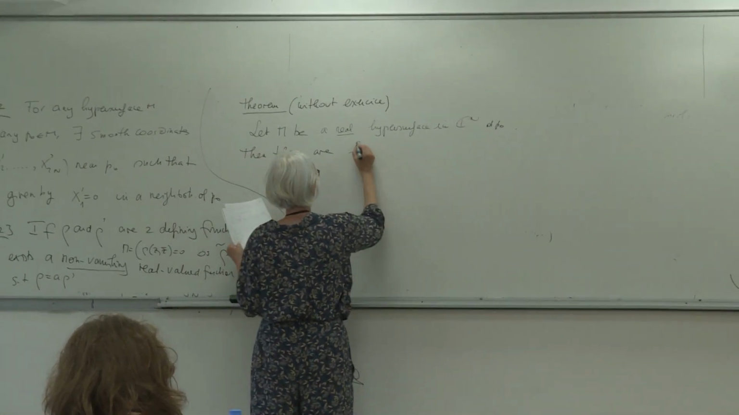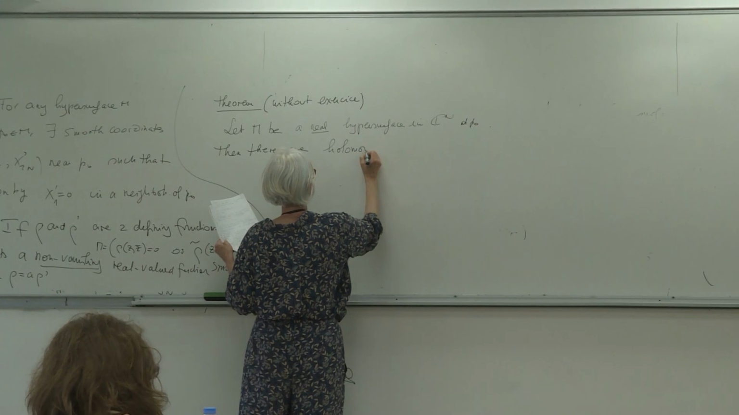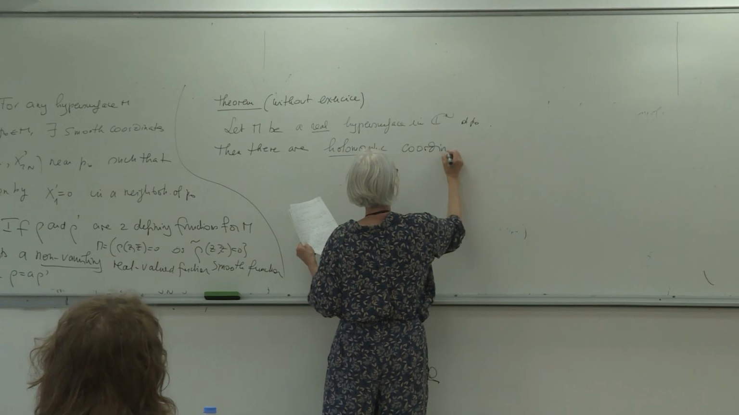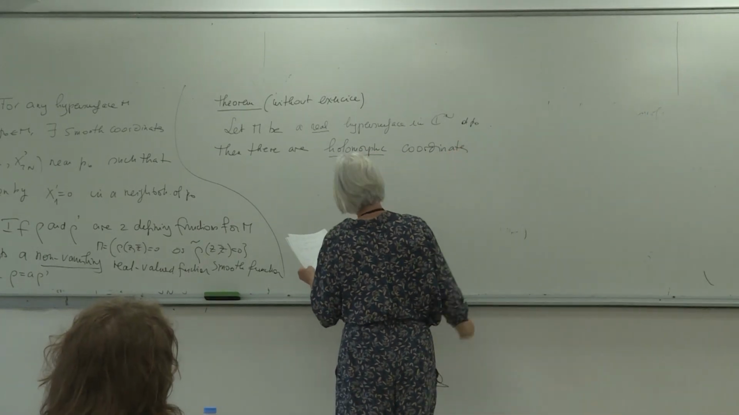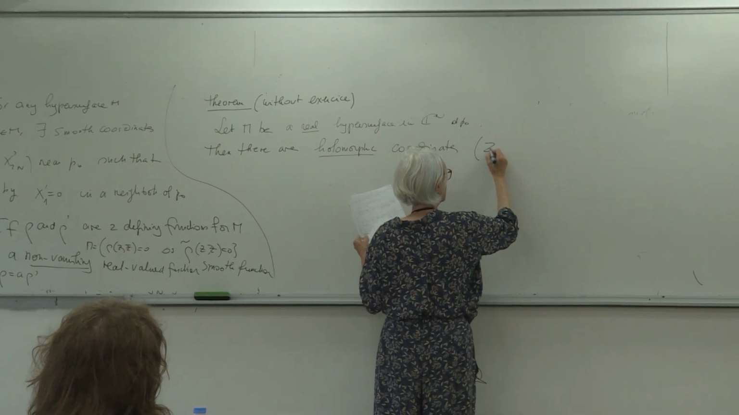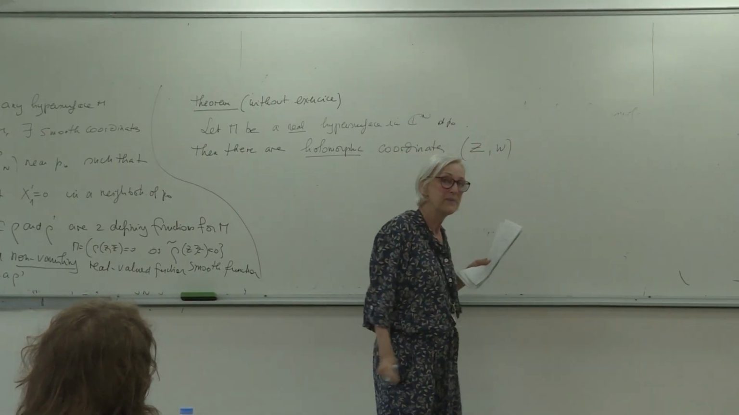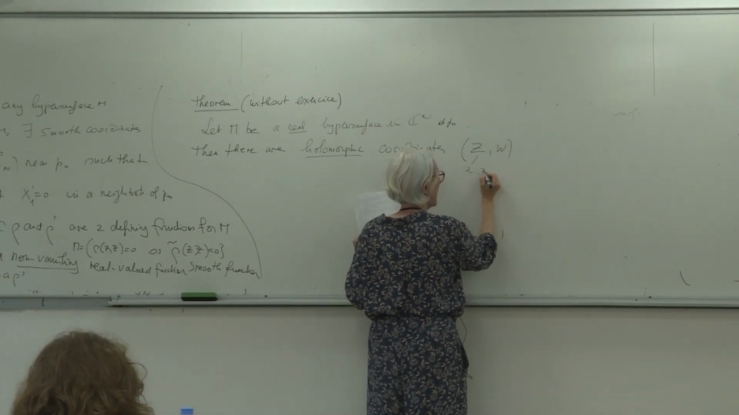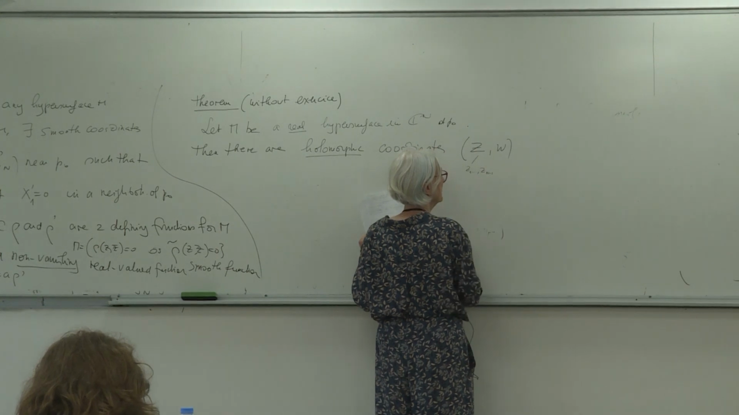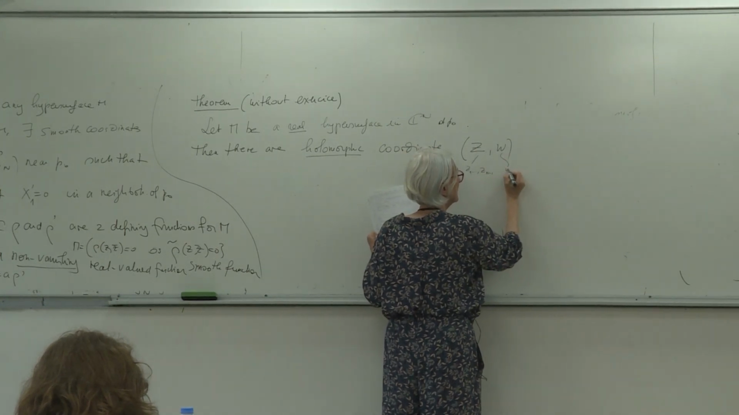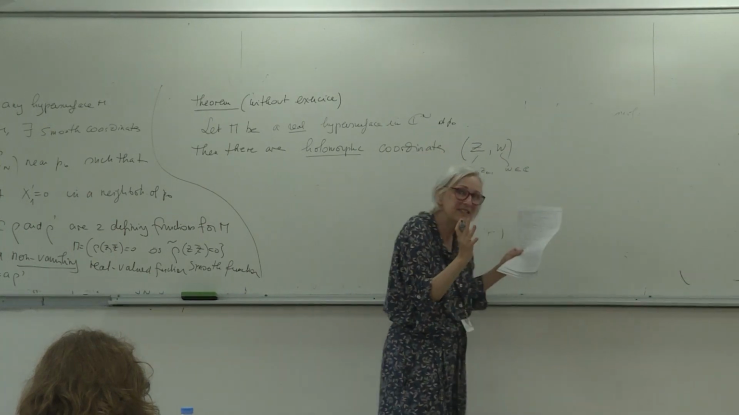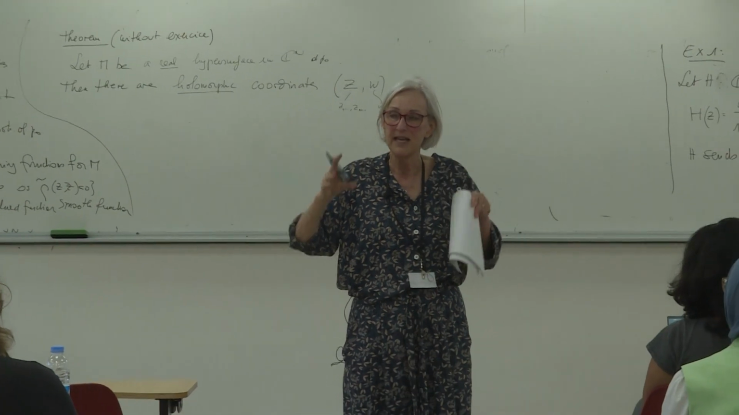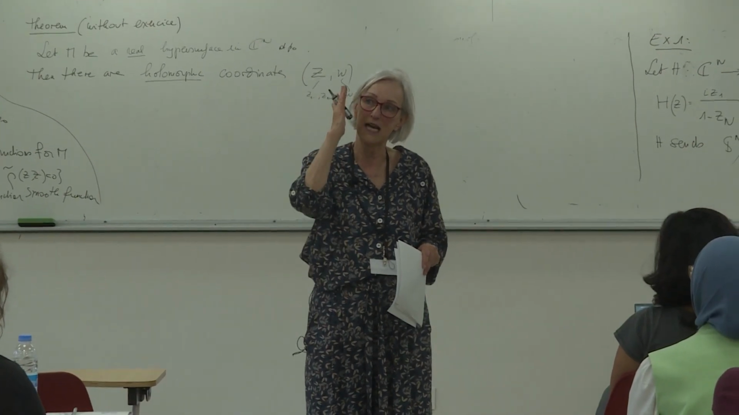So then there are holomorphic coordinates called Z and W. Z is now going to be Z1 up to Zn minus 1, and this is going to be in C. We separate the set of coordinates. The Z will be the tangential coordinates, and the W will be the transversal. You will see why.